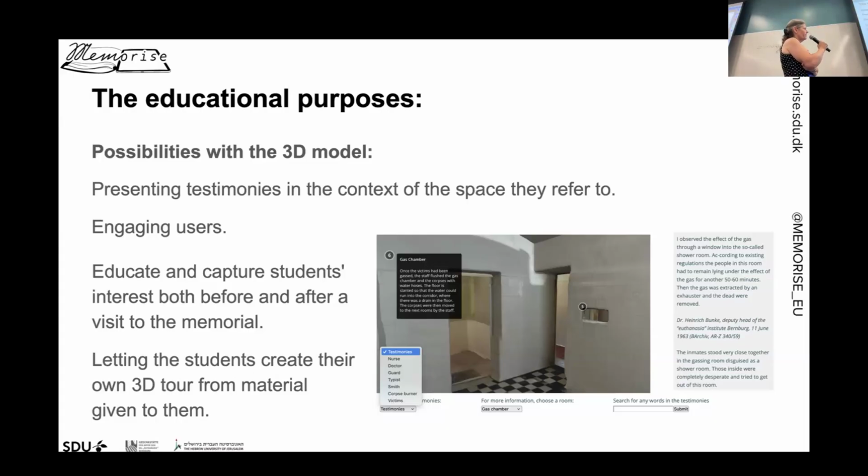So therefore, they will use this model before and after visits, and it also gives an opportunity for people who are not able to go to Bernburg for all kinds of reasons. They can learn about this place as well and about the operations before. And we were also thinking about letting people make their own model, their own tour.